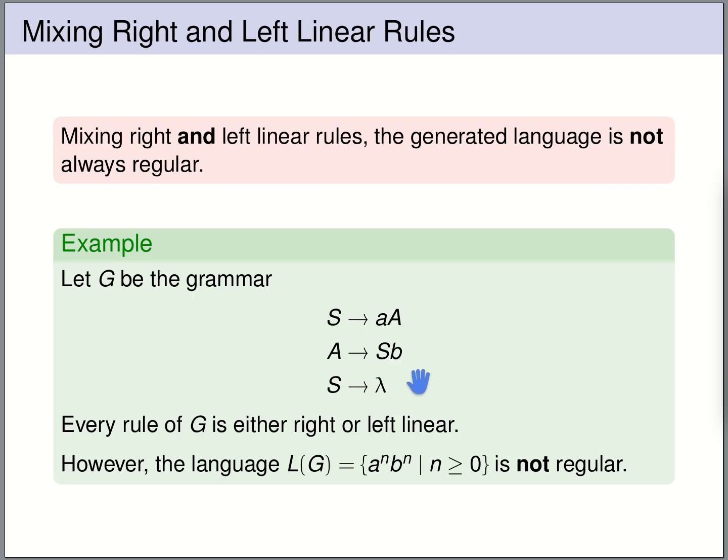So here we have an example grammar. The first rule is right linear, the second is left linear, and the third is both left and right linear. So we are mixing left and right linear rules. And as a result, the language generated by the grammar is no longer regular. The language generated by this grammar is a^n b^n. So this shows that if we mix left and right linear rules in the same grammar, we no longer get regular languages. So the result holds only for purely left linear and purely right linear grammars.